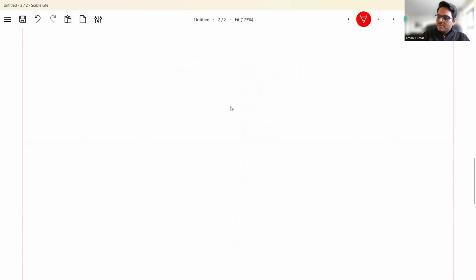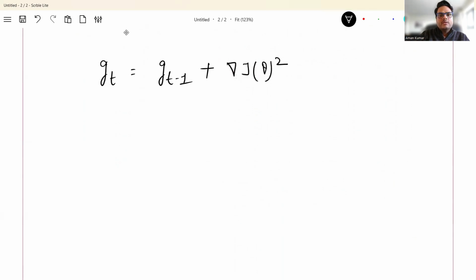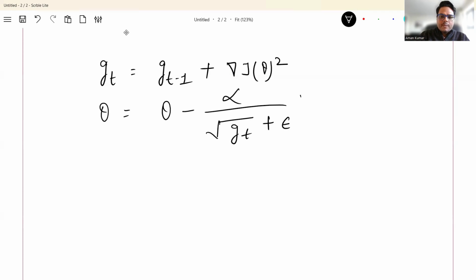How can I achieve this? The mathematical formula behind this, I will just write here from my notes: g_t is equal to g_{t-1} plus gradient of J(theta) squared. I'll explain in a moment what this is. And then theta is equal to theta minus alpha, which is my learning rate, divided by square root of g_t plus epsilon, times the gradient of J(theta).